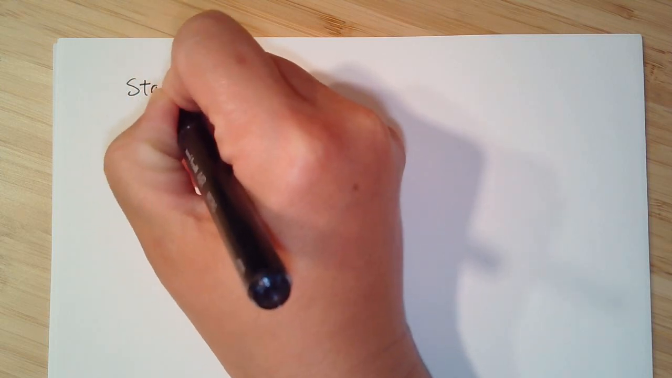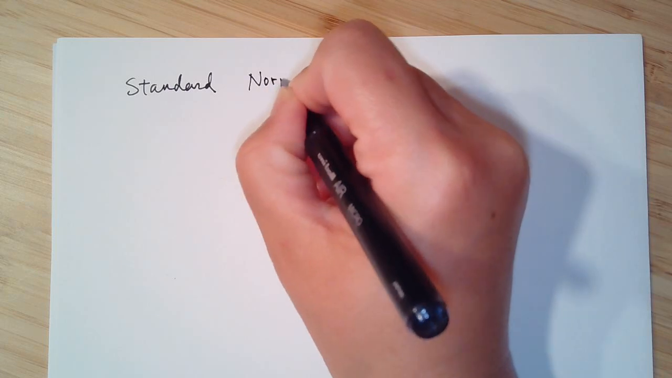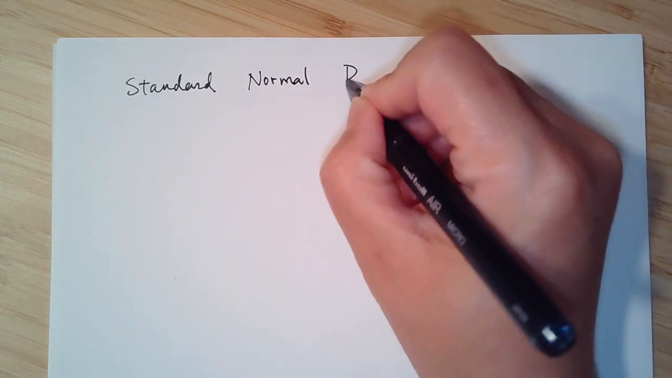Okay, now we start talking about a new topic, which is a very, very important topic, and I can say that's the most important one in statistics 1. It's called the standard normal distribution. This whole chapter is normal probability distribution, and the first topic we're going to talk about is the standard normal distribution.